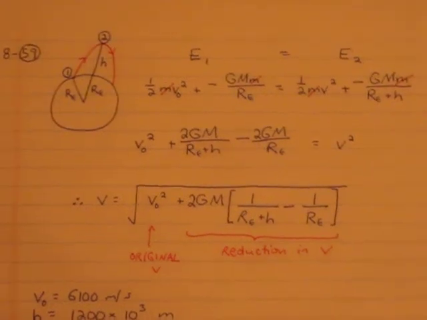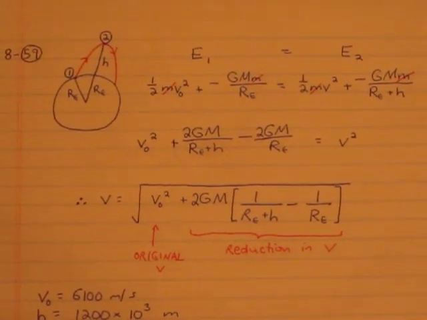Number 59. This problem, at first glance, seems like it might be like number 25 and number 27. And it is, sort of, except there's one little change.